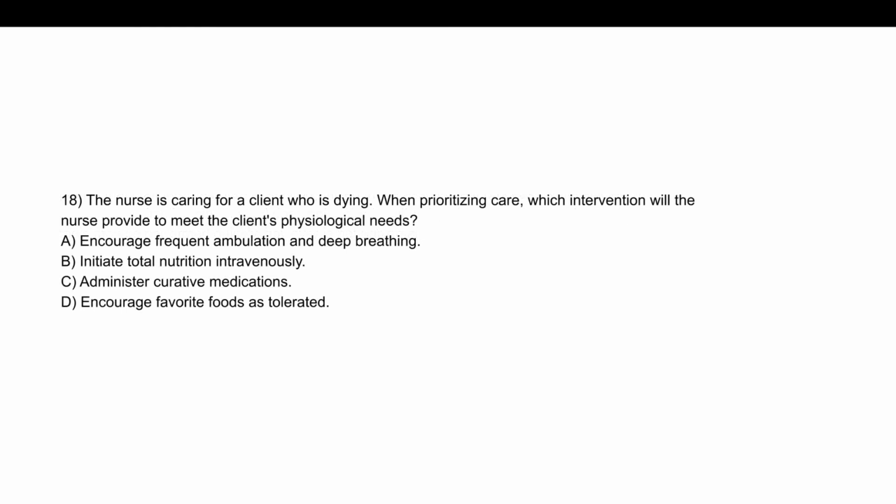Question 18. The nurse is caring for a client who is dying. When prioritizing care, which intervention will the nurse provide to meet the client's physiological needs? Option A. Encourage frequent ambulation and deep breathing. Option B. Initiate total nutrition intravenously. Option C. Administer curative medications. Option D. Encourage favorite foods as tolerated.